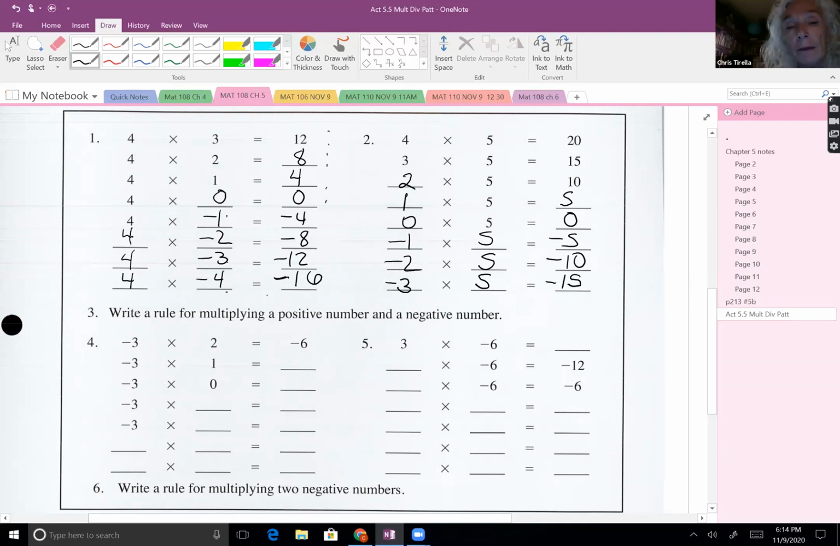And then looking at the other, if I had 4 groups of 5, I'd have 20. If I have 3 groups of 5, I'd have 15. If I had 2 groups of 5, I had 10. And in the same way as this factor went down, the products also went down by 5. And so as I look at the end results, well, positive times positive is positive. But what would you say the rule would be for multiplying a positive number and a negative number? Any ideas?